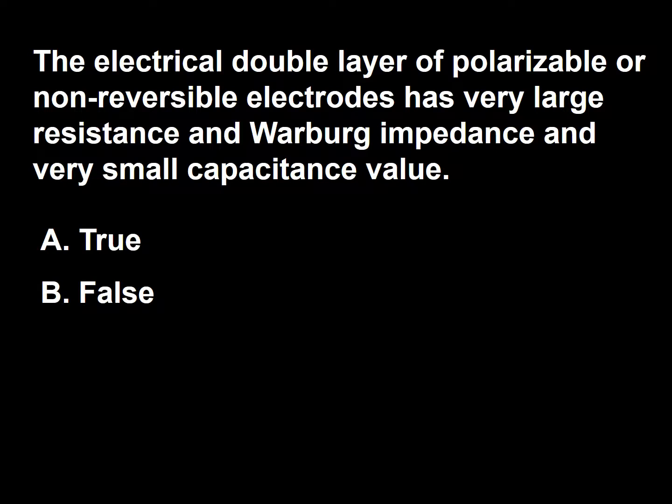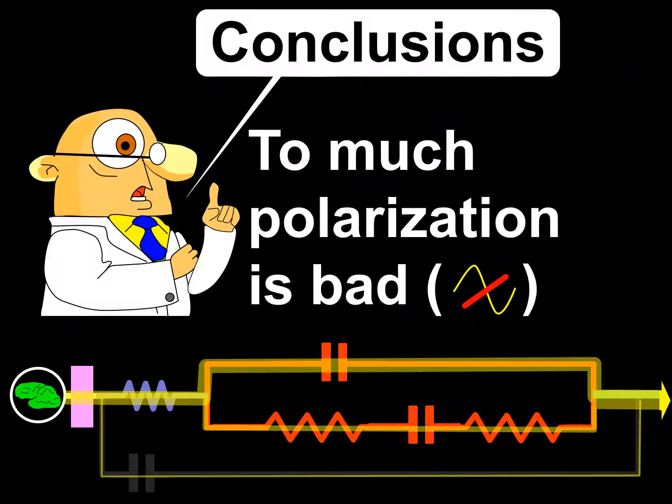The next question is: the electrical double layer of polarizable or non-reversible electrodes has very large resistance and Warburg impedance and very small capacitance value. A true, B false. As you can see, this question is just the opposite of the prior question. I think that you would find the answer obvious. Nevertheless, I will reinforce this concept in the following frames.